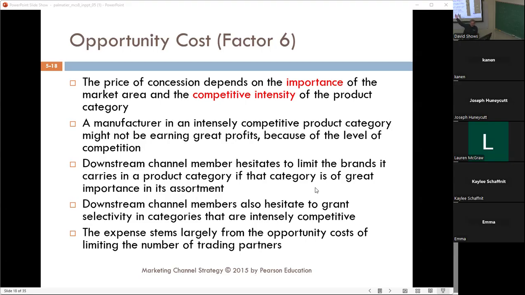And this is what's called opportunity cost. How competitive is the trade area itself? I may be a manufacturer who wants to get my goods into Hickory, even though it is intensely competitive, and I may not be earning great profits because I want to be in the market. The market is extremely important for my success.